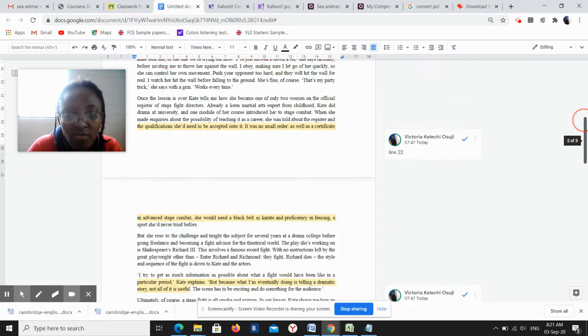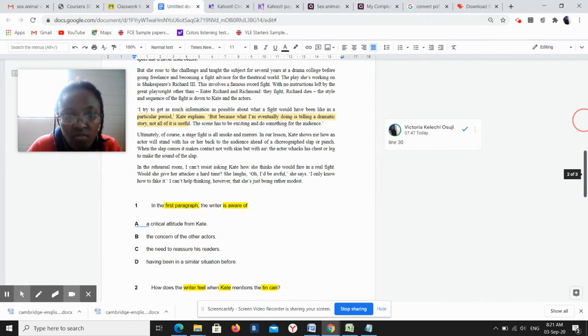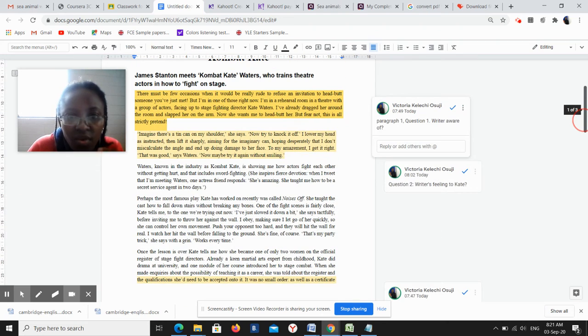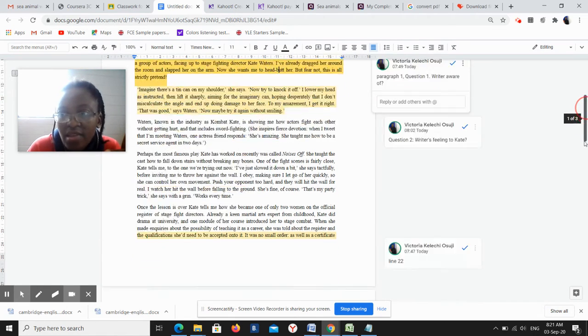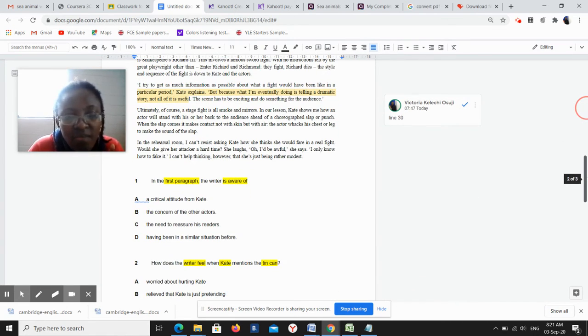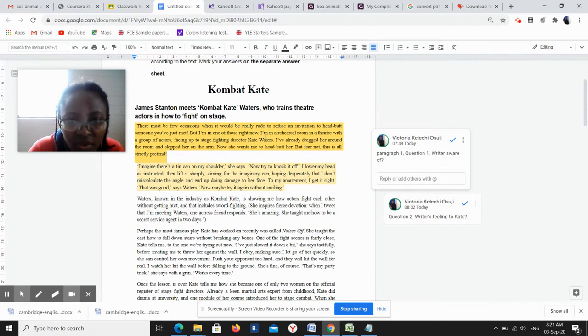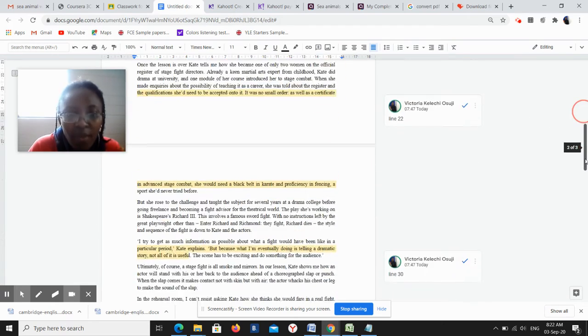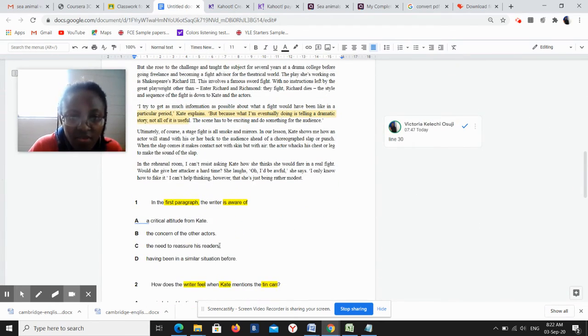So that's out. Option C, reassuring the readers: this is all strictly pretend. It's possible that could be an option. But let's see D, having been in a similar situation. Does it say anything about a previous experience in this paragraph? Because it says someone you have just met. So it's not D. So C is absolutely the answer. That is why you highlight C.